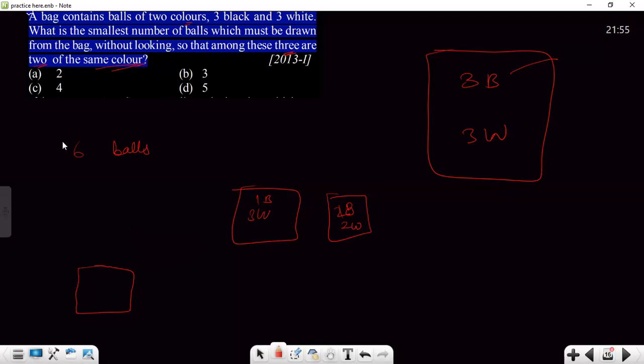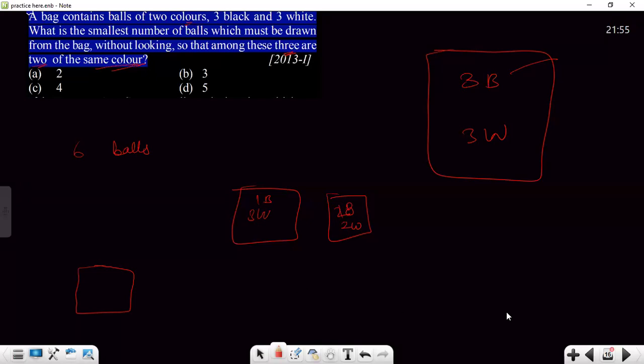Let's try to understand the question once again. There's a bag having two colors, three black and three white. Smallest number of balls which must be withdrawn from the bag without looking, so that among these three, two of the same color remain. Among these three, two of the same color. So that means if there have to be two balls left of the same color, then we have to at least take four balls out.